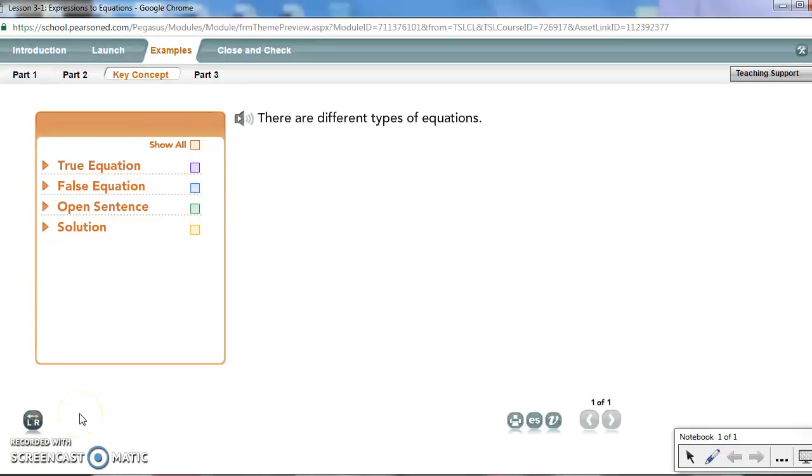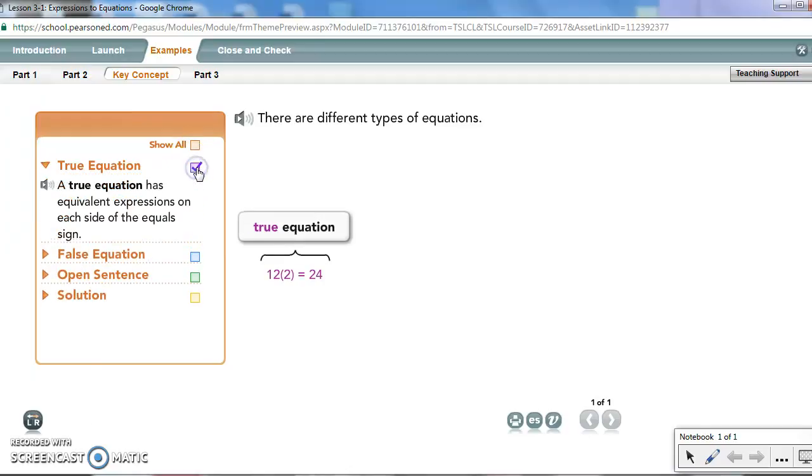Today we're going to start 3-1, which is all about expressions to equations. There are different types of equations out there. There are true equations. A true equation has equivalent expressions on each side of the equal sign. So an equation is going to have that equal sign in it, okay? Where expressions do not have an equal sign.